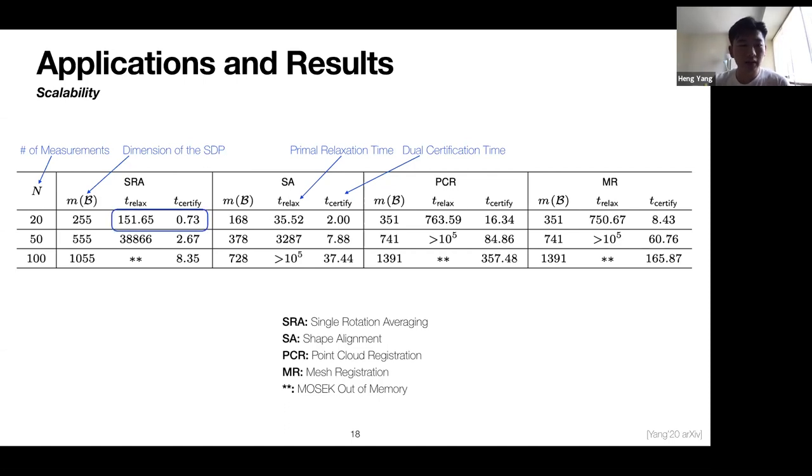So you see that, for example, when n is equal to 20, which is a small scale problem, we were still able to directly solve the primal SDP. But compared to certification, solving the primal SDP is way slower. More importantly, when the number of measurements grows, solving the SDP becomes intractable. It takes a few hours or sometimes even a day to solve. And doing the dual certification is still reasonably fast, in a couple of seconds or a couple of minutes.